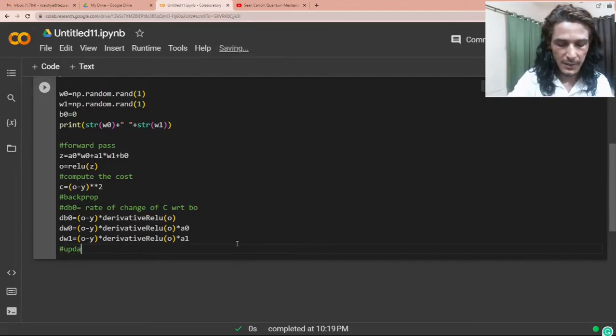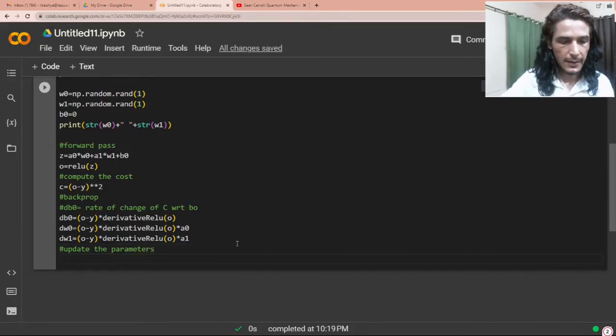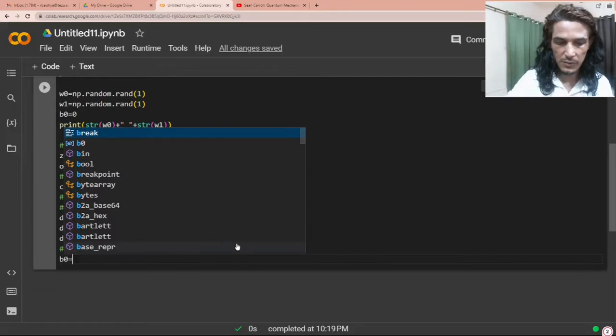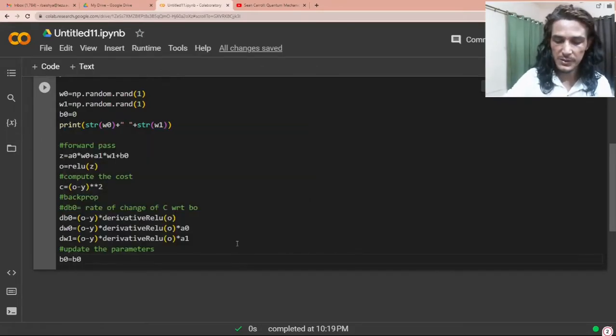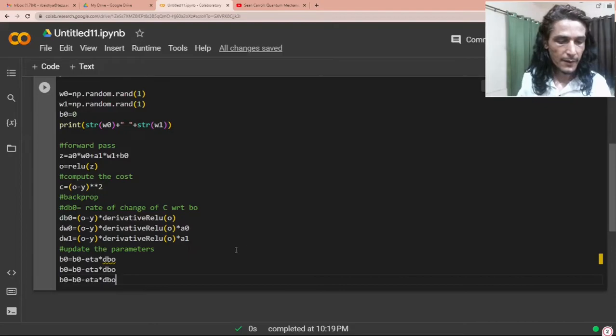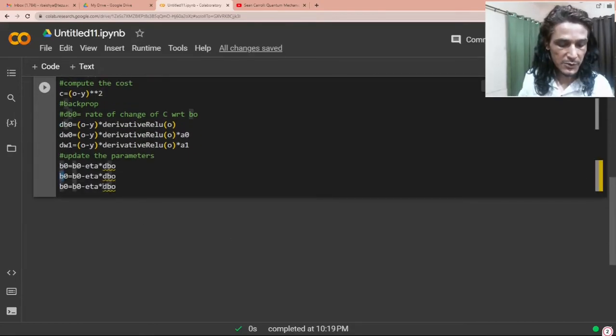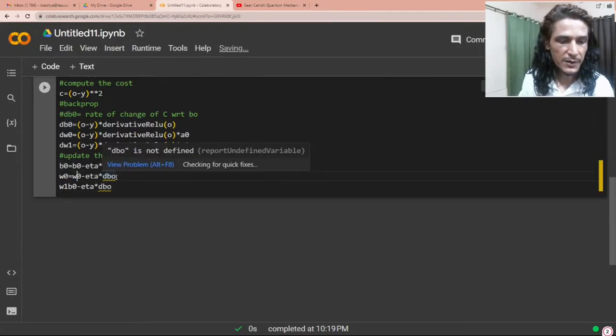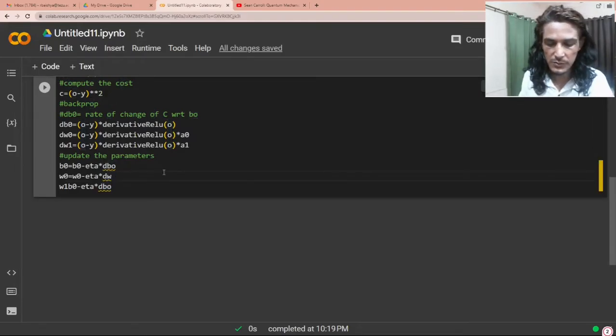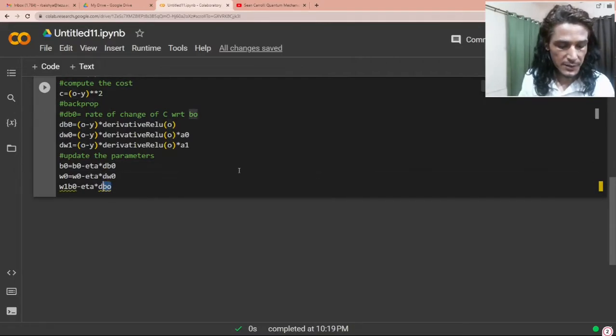Then update the parameters. b0 will be equal to the previous value of b0, subtracted from there, eta multiplied by the rate of change of b0, so db0. It's done. Now similarly we can do this for b0, then w0 and then w1. w0 means w0 subtract dw0, that's actually, I wrote o. Okay, dw0 and dw1 there.